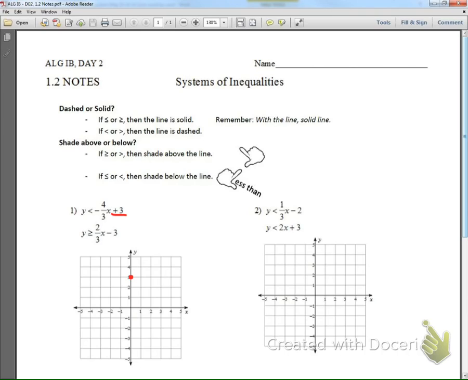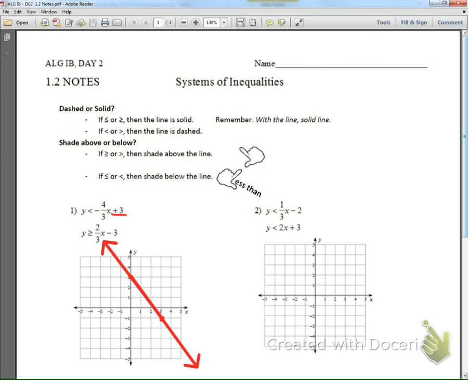1, 2, 3, 4, and run right 3. Puts me right there. Then I will draw my line. Do use a ruler on these. They must be straight. So far, everything is exactly the same as graphing an equation. But now we have 2 more steps.